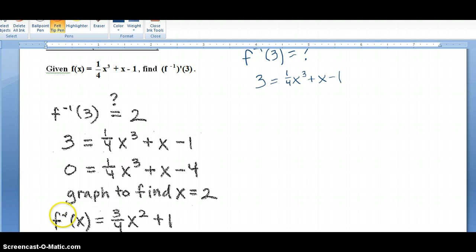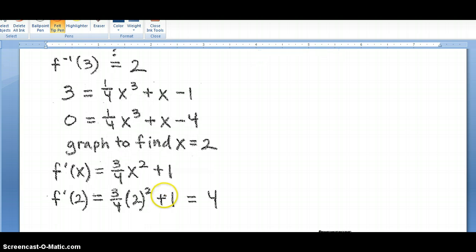But then we're going to evaluate the derivative at the x value we found earlier. So we're going to substitute 2 in. 2 squared is 4. 4 times 3/4 is 3. 3 plus 1 is 4. And that is the value that we're looking for.